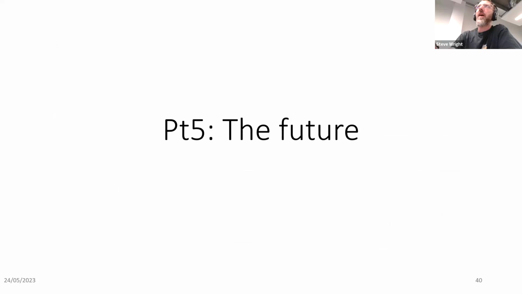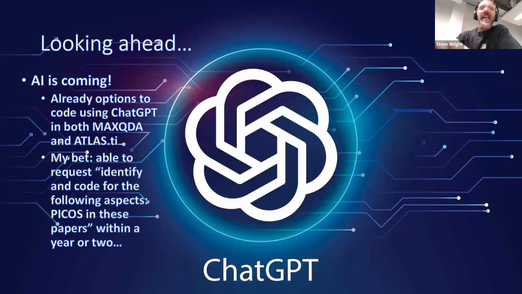I'm just going to finish quickly on the future. ATLAS.ti and MAXQDA have both implemented ChatGPT-driven auto-coding. You can literally go, code this, and it will come up with a thematic analysis. It's ChatGPT. It doesn't tell you what or why or how, but it's there.